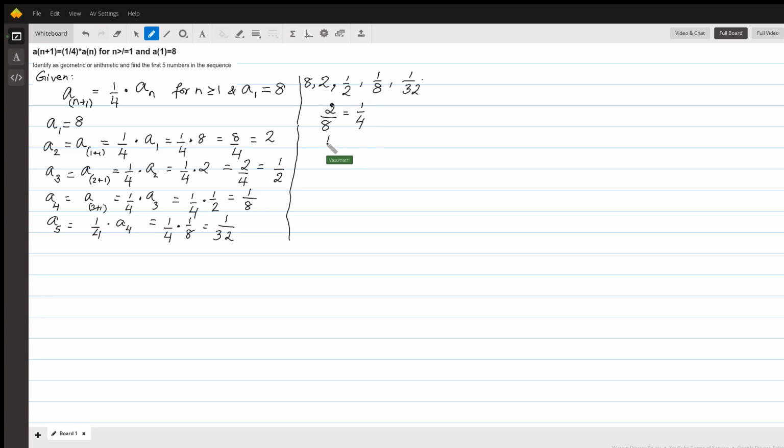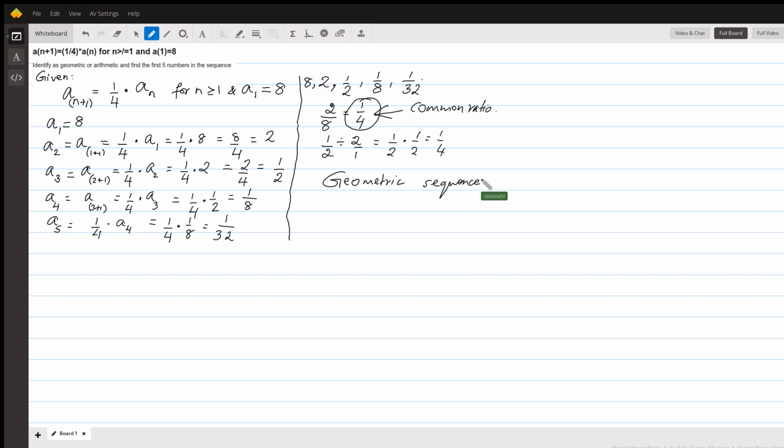Now let me do the same thing. I take the third term and I divide by the previous term. 1/2 divided by 2. This is the same as 1/2 multiplied by the reciprocal of 2, which is 1 over 2. This is 1/4. So you can see here we have the same 1/4 showing up, and this 1/4 is known as the common ratio. So since we have a common ratio here, this is a geometric sequence. Let me write that here.